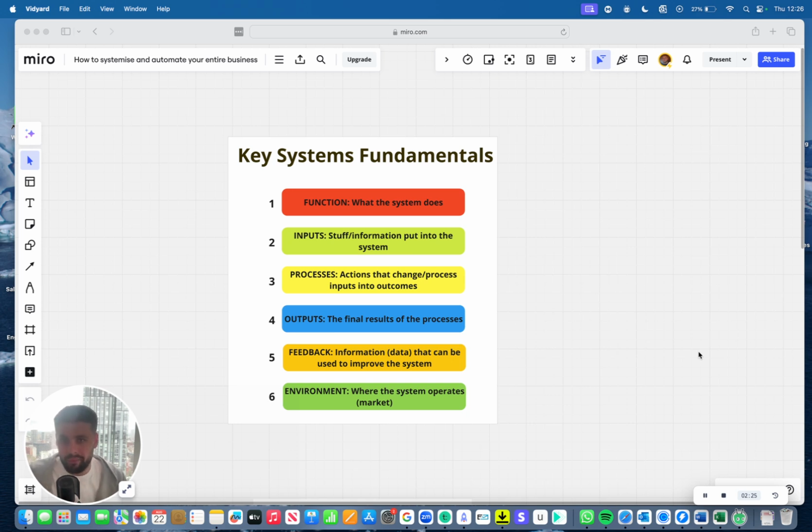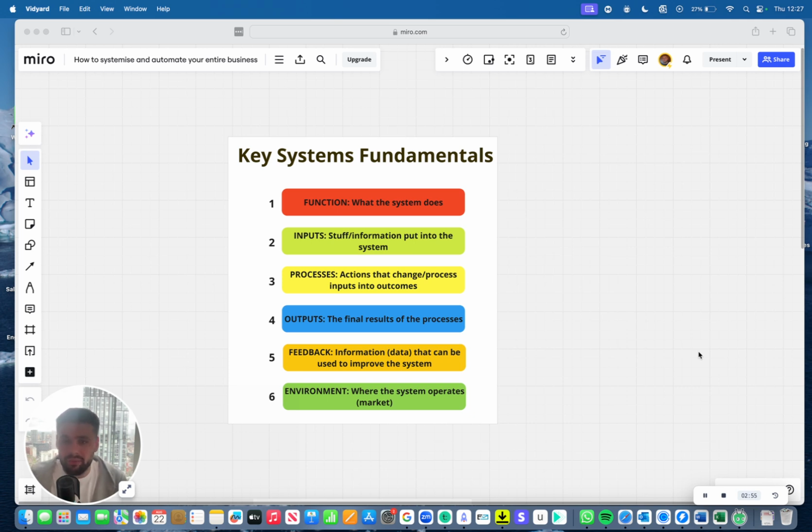Processes. Okay. So processes are actions that change/process the inputs into outcomes. Outputs. These are the final results of the processes. Okay. So this is the outcome that we get after these inputs have been processed. Now we've got the feedback, okay? And this is basically information, which is data, that can be used to improve the system.